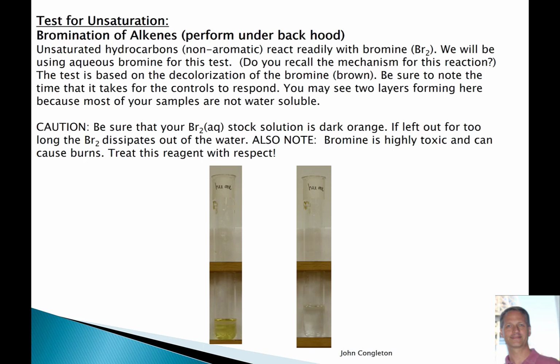So the test for bromination of alkenes. We want to do this in the hood because bromine has a particularly strong odor associated with it. But in the presence of a carbon-carbon double bond, bromine will appear essentially colorless. So if you take your sample and you throw it in with bromine and the solution becomes colorless, it means that you probably had a double bond present.